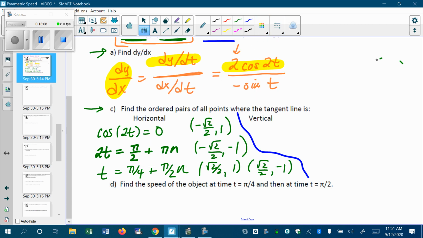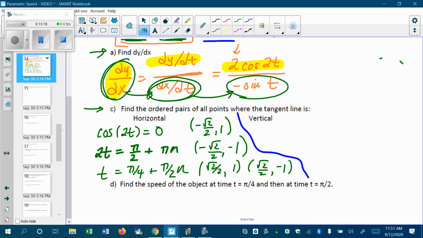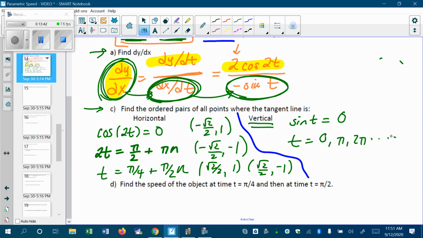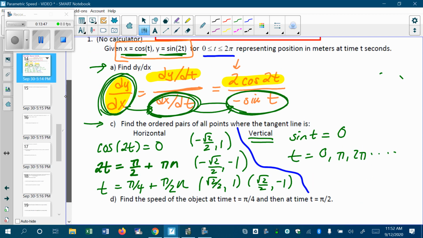Okay, then the vertical part is going to be what happens when my slope is undefined, so this part is 0, sorry, let me try that again. So vertical is going to be when this part's undefined, which means that this part is 0, which means that sine is 0 at 0, pi, 2 pi, etc. Okay, so actually, I'm writing these in general, and I just remembered I had a restriction up here that just went through 2 pi.